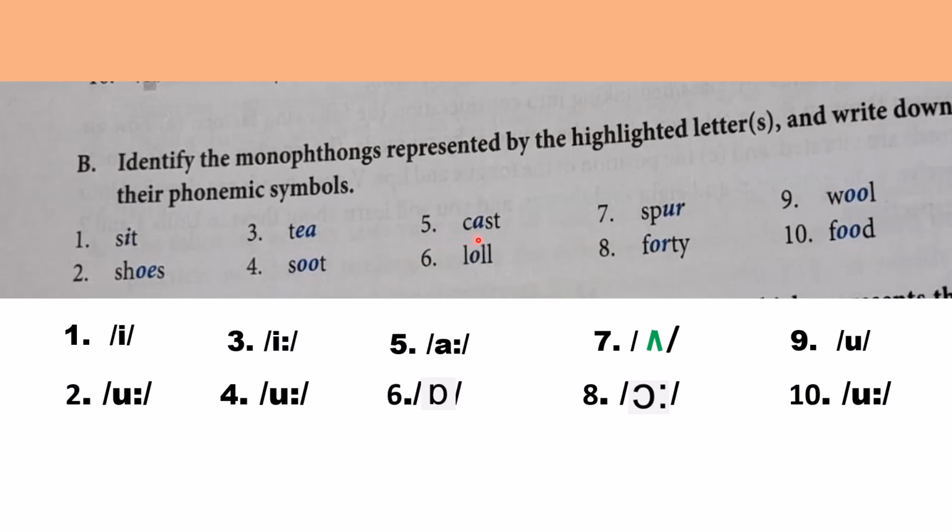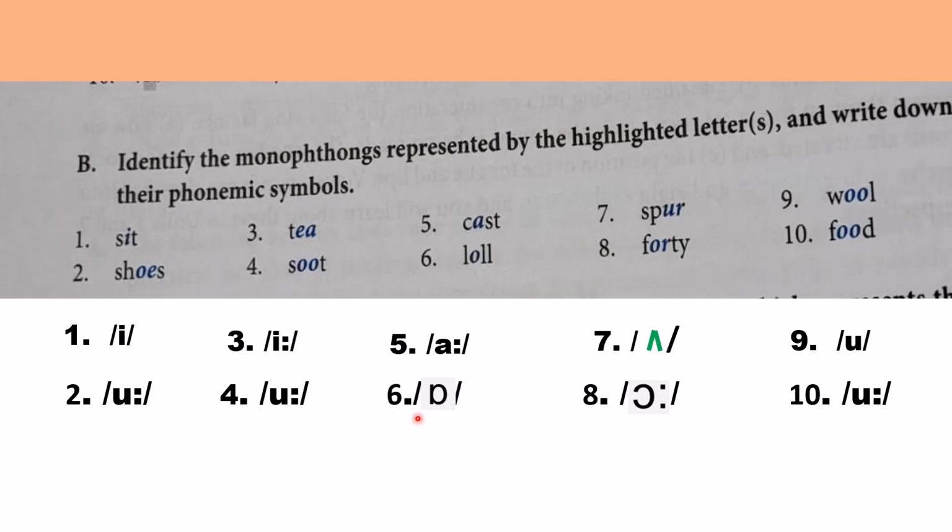Then the fifth one is cast, C-A-S-T, cast. And this A is the monophthong which is giving rise to this sound. Then sixth one is L-O-R-D, lord, aw sound, aw. So this is the symbol, student. This should be your answer.